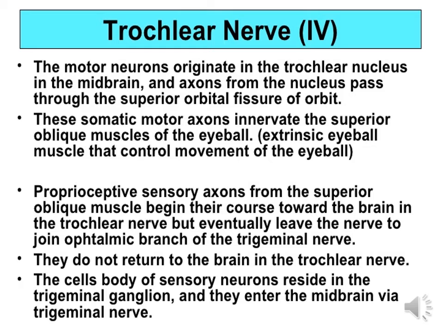Proprioceptive sensory axons from the superior oblique muscle begin their course toward the brain in the trochlear nerve, but eventually leave the nerve to join the ophthalmic branch of the trigeminal nerve. They don't return to the brain in the trochlear nerve. The cell bodies of the sensory nerve arise in the trigeminal ganglion, and they enter the midbrain via the trigeminal nerve, like the third cranial nerve.